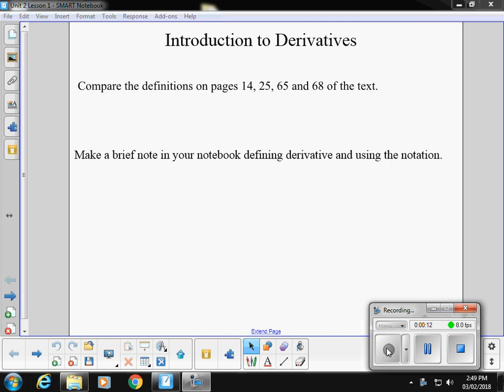I think it would be very helpful if you were to compare the 4 definitions of derivatives, pages 14, 25, 65, and 68. They're similar, but slightly different, but you'll notice how the look is the same. Page 14 is the slope of the tangent, which is what we've talked about. Page 25 is velocity. Page 65 is the derivative, which is a new word to us. And page 68 is the derivative in the general case of f at x at a certain place x. So if you could make a definition or compare them in your notebook, I think it would be very helpful.